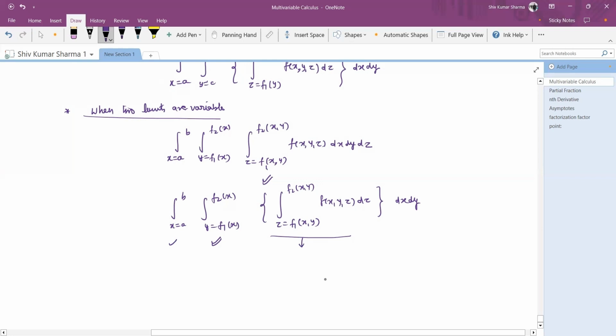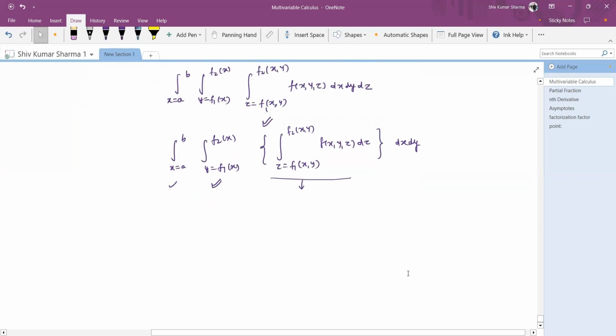So we take some problems related to triple integration. For special cases we will discuss later on.